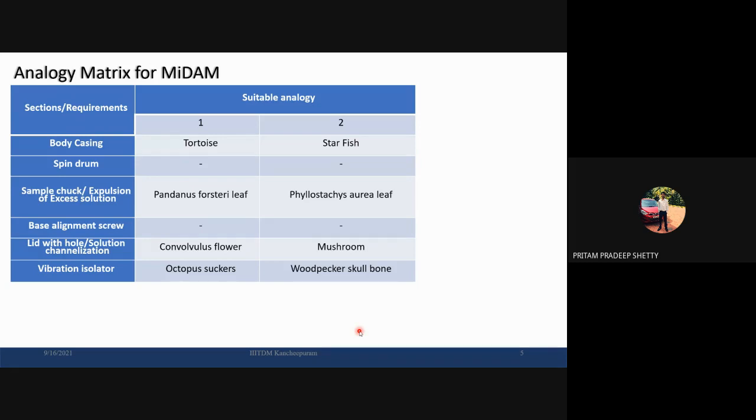Okay, so the most frequently asked question is how you know which is suitable for a system.